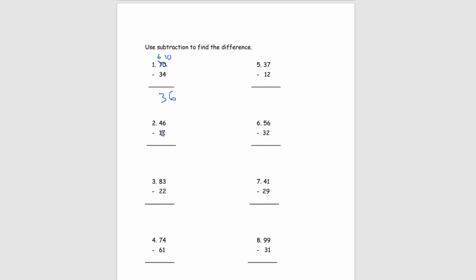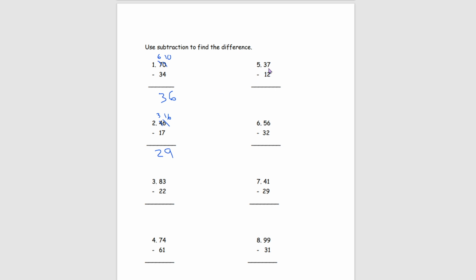For number 2, we're going to do the same thing. Since it's 46 minus 17, we can see that 6 is less than 7, meaning that we're going to have to borrow from the 4 again. So this 4, since we borrow 1, becomes a 3, and this 6 becomes 16. And 16 minus 7 equals 9. And then 3 minus 1 equals 2. So for number 2, our answer is 29.